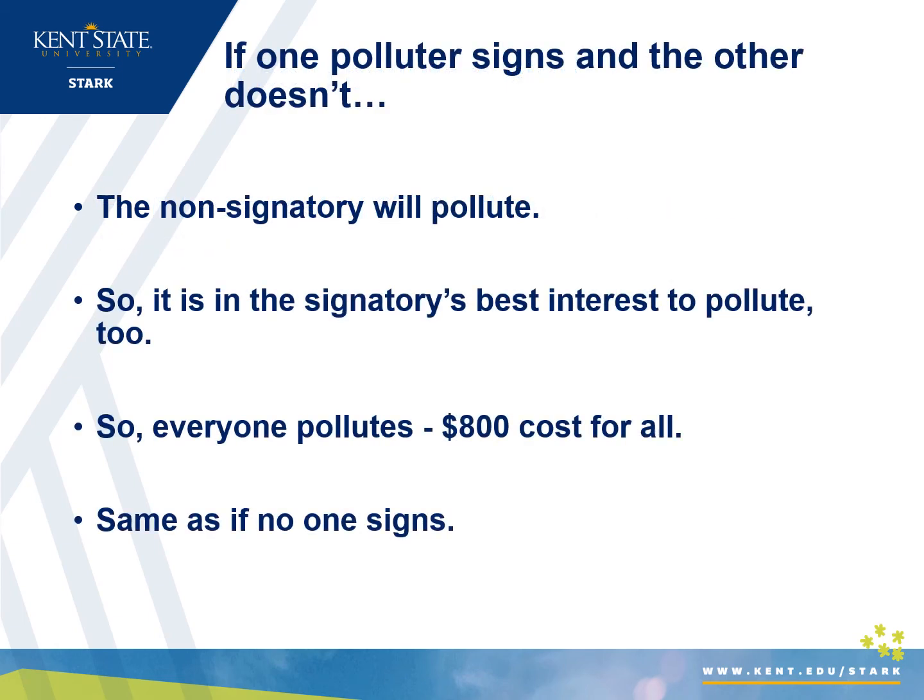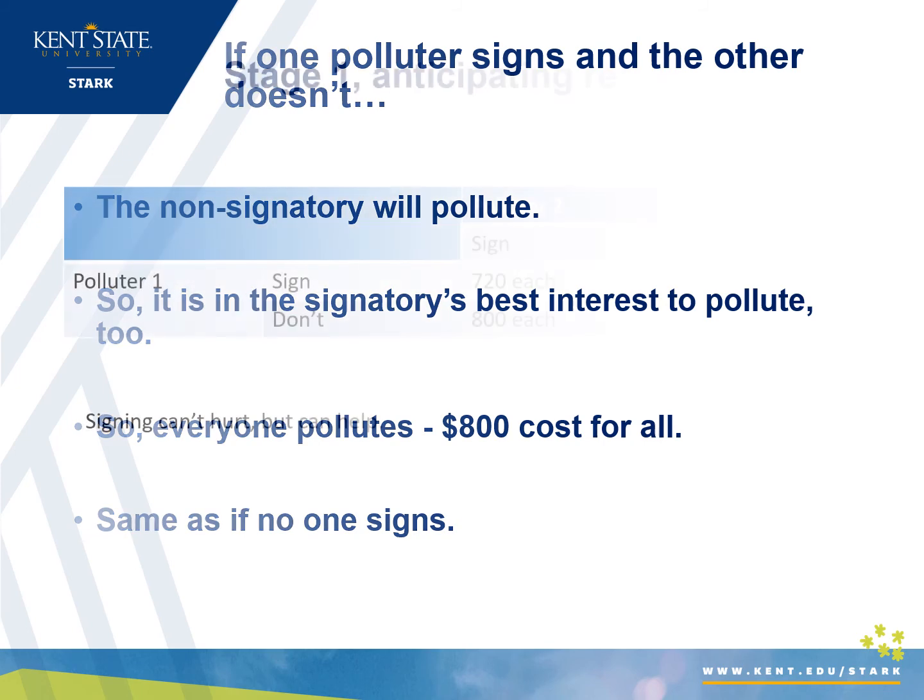Well, if one polluter signs and the other doesn't, then we know that whoever the non-signatory is going to pollute at 10 units. But if that's the case, then it's in the signatory's best interest to pollute themselves, because if there's only one person signing, they're effectively just pursuing their own best interest. So it turns out everyone pollutes. It's an $800 cost for everybody, just as if nobody signed.